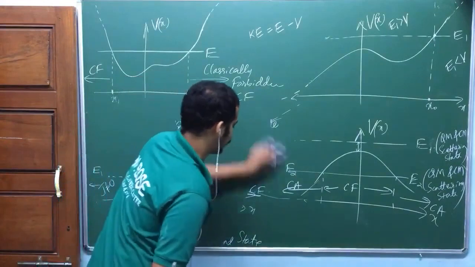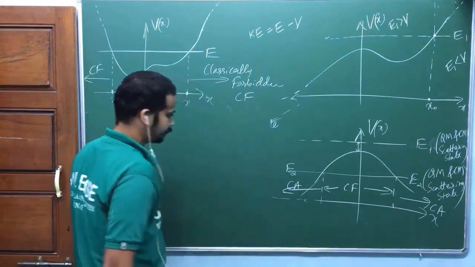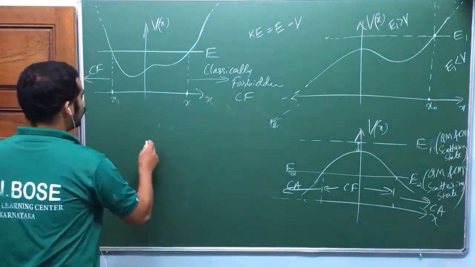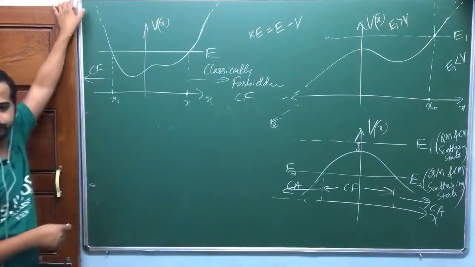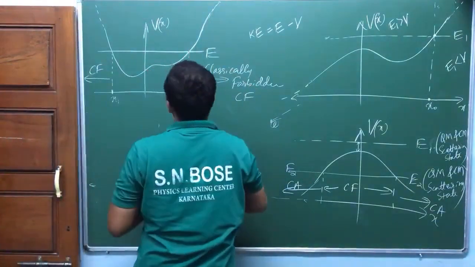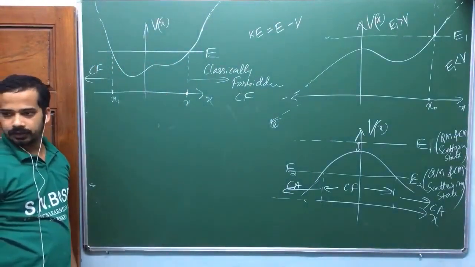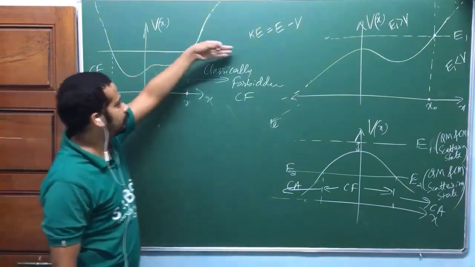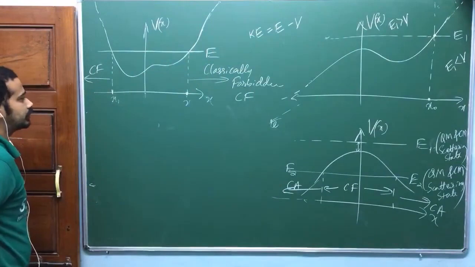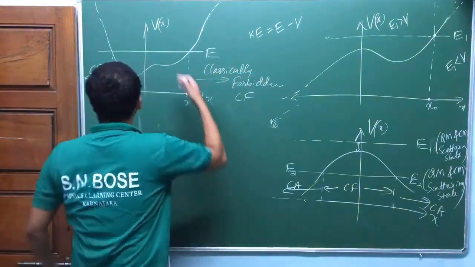Now I'll take this situation. Is that okay? Now let me come to this one. In one region our potential is going to infinity. In the other region also our potential is going to infinity, isn't it? Particle cannot escape here. This is also a classically forbidden region. This is also a classically forbidden region. So that's why the particle cannot escape in this region or in this region.